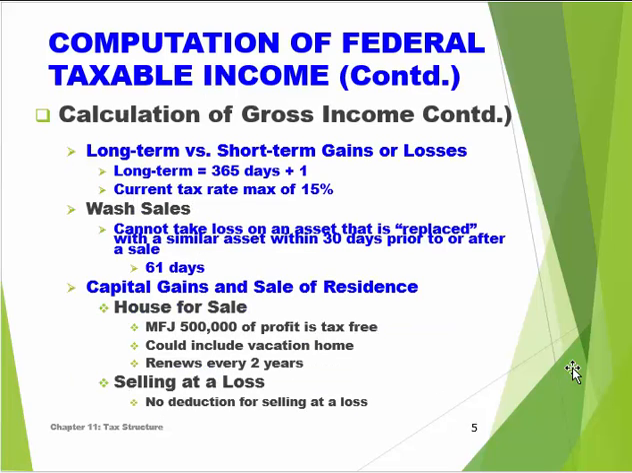So what do we need to know about capital gains and losses? Well, there are short-term and there are long-term losses. Long-term gains are taxed at a current maximum rate of 15%. So when you sell an asset, once we net these together, you will be taxed at a maximum of 15% on the gain.